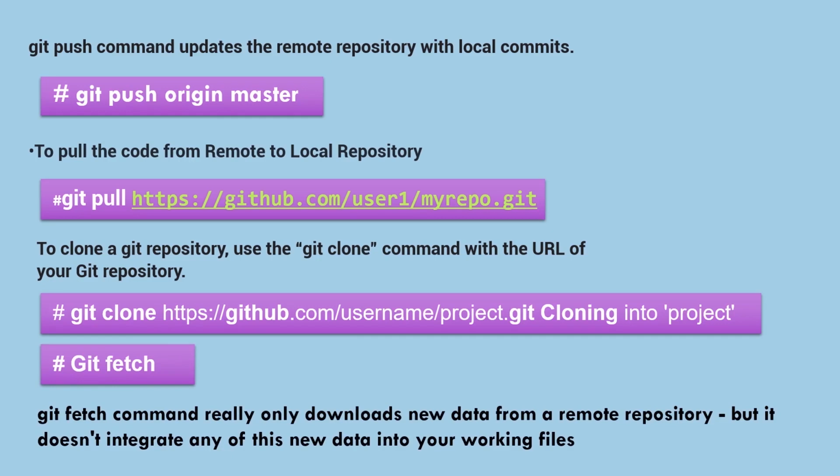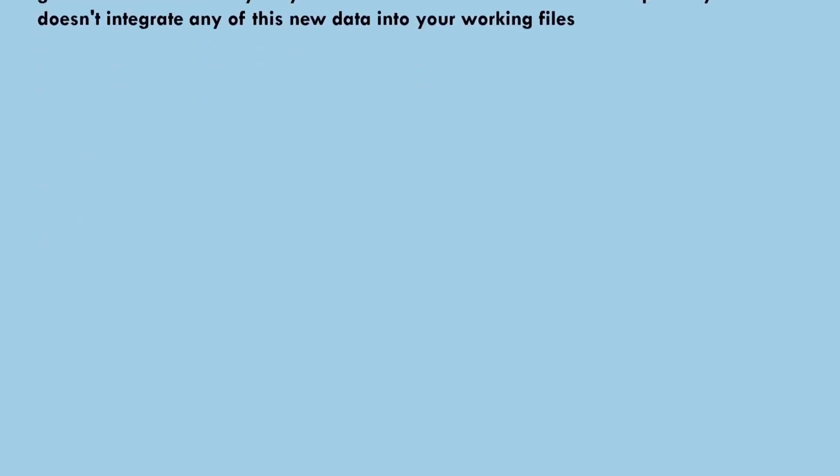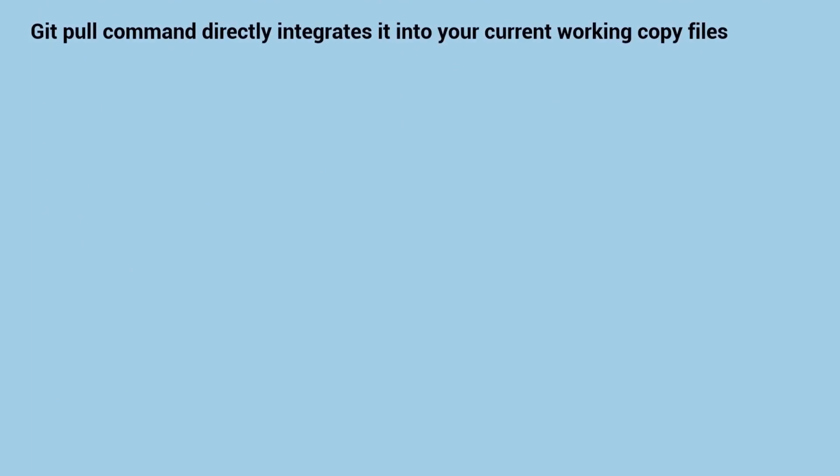The git fetch command really only downloads new data from a remote repository, but it does not integrate any of this new data into your working files. You would use git fetch for this. Lastly, the git pull command directly integrates it into your current working copy files, and the command for this is git pull.